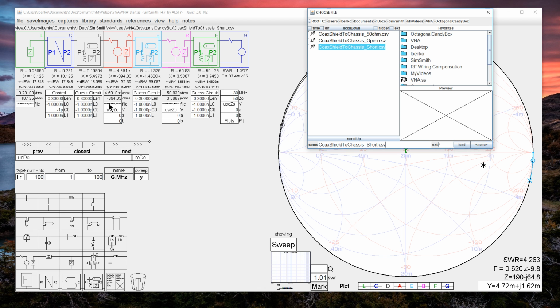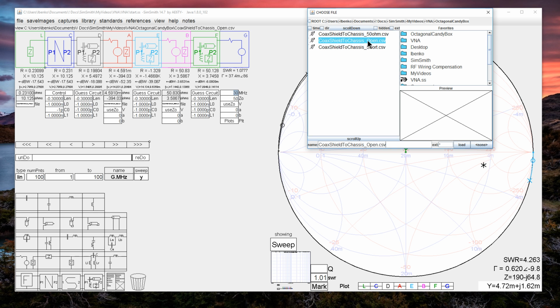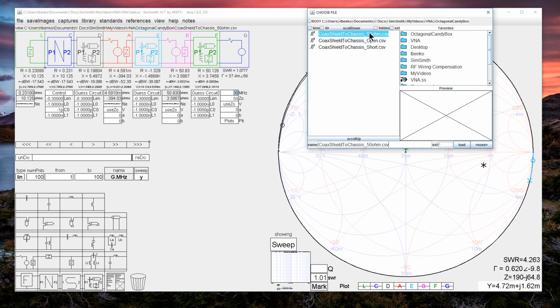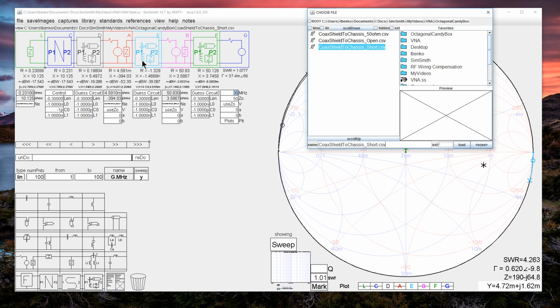Let's look at this. This file here represents an open, and this file here represents a 50 ohm load. And I measured these with the network analyzer. My network analyzer produces a file. SimSmith reads the file in. That is the actual file right there that it reads.